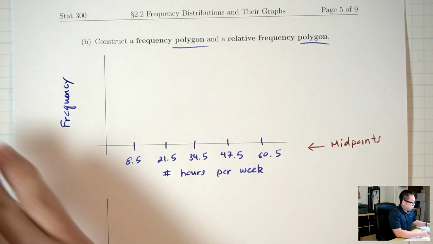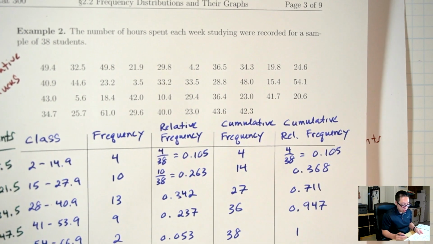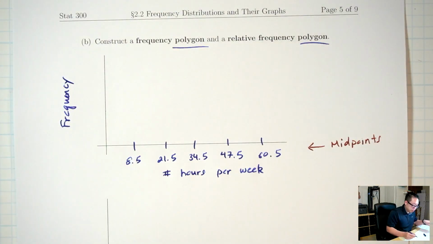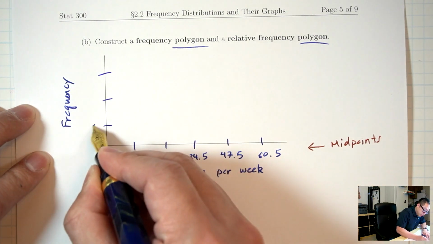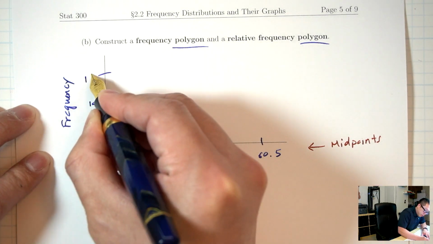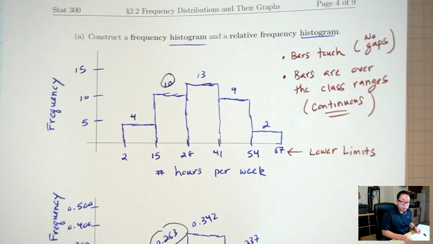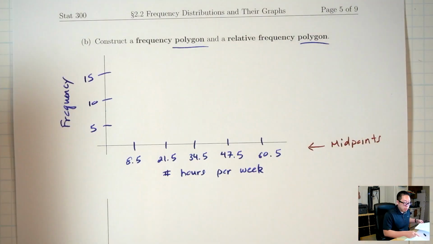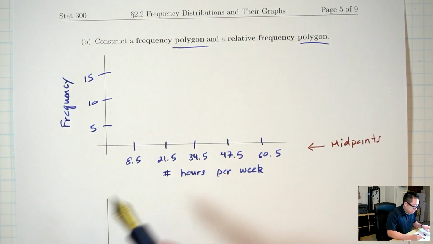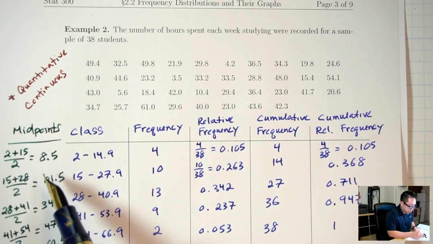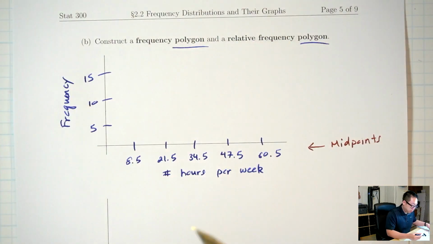Frequencies, starting at 2, going up to 13. So let's count by fives. 5, 10, 15. Now, a histogram is bars. Polygons are going to be dots and lines. For the 8.5, the frequency is 4. Okay, so we're going to draw a dot at height 4.